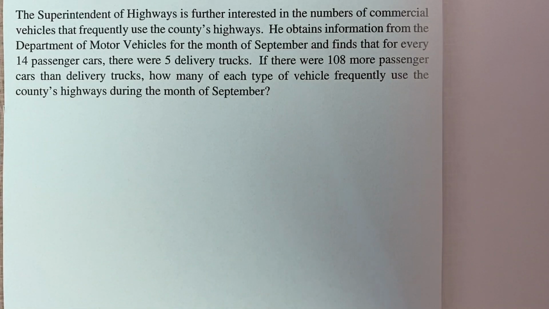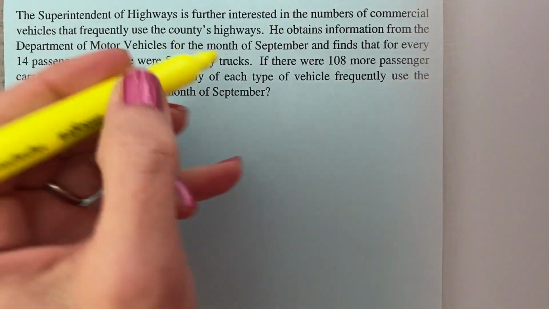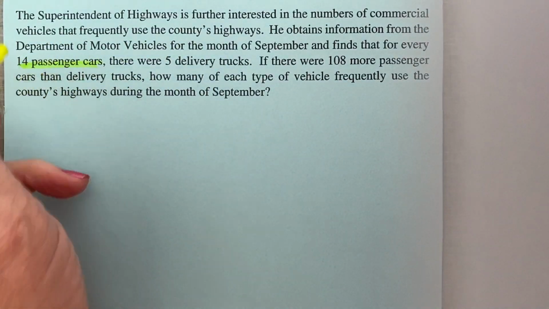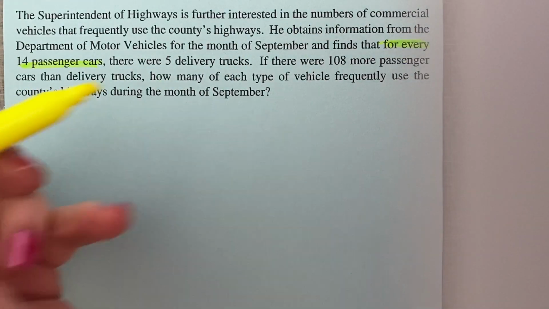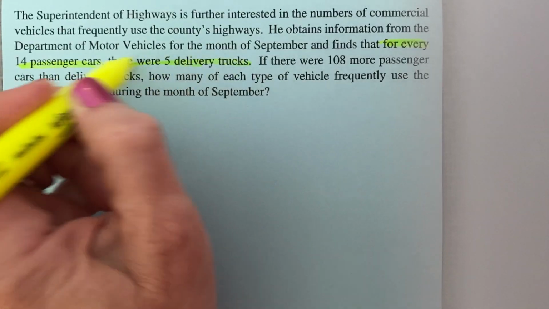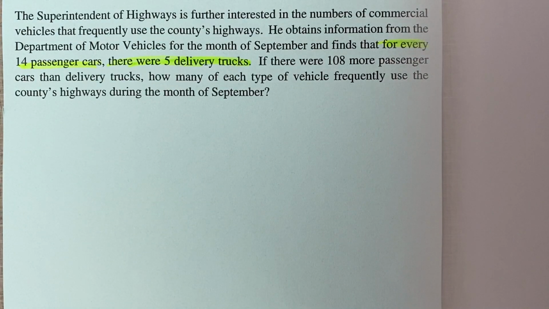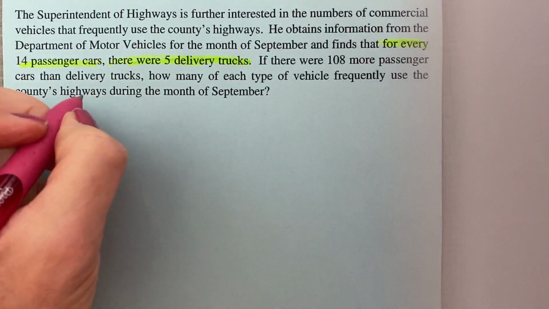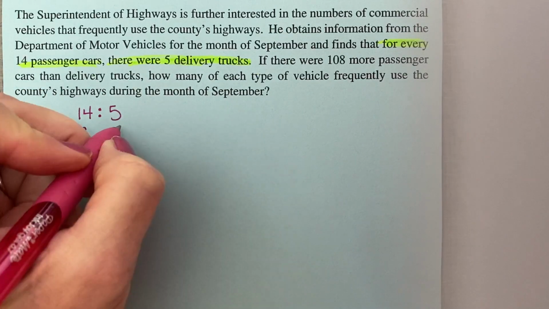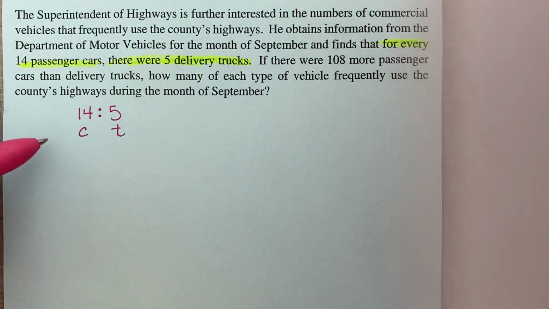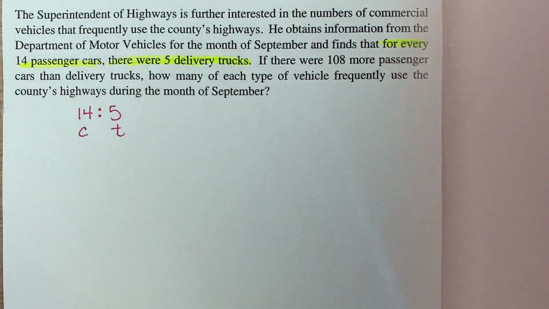Okay, so let's highlight the really important information. First question, do we see a ratio of for every there were statement? I think we do. I see these 14 passenger cars here, and I see the for every in front of it. So for every 14 passenger cars, there were 5 delivery trucks. So immediately, my ratio is going to be 14 to 5. And that's, again, cars to trucks. Before it was pickup trucks, now it's delivery trucks.